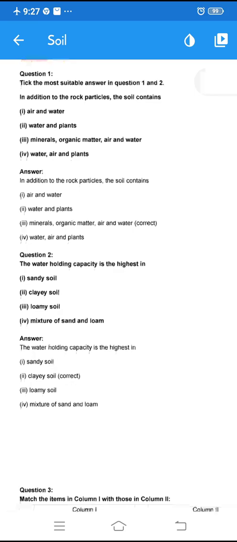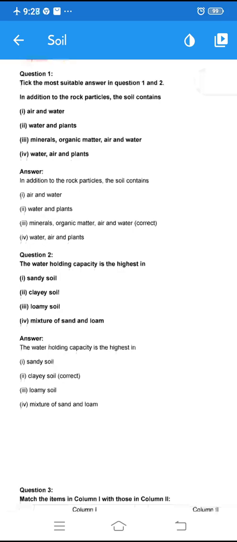In addition to the rock particles, the soil also contains. Okay, so along with the rock particles, the soil contains the following, which is the correct option among these four. The first option is air and water, the second option is water and plants, the third one is minerals, organic matter, air and water, and the fourth one is water, air and plants. Among these four, the suitable answer is that along with the rock particles, the soil also contains minerals.